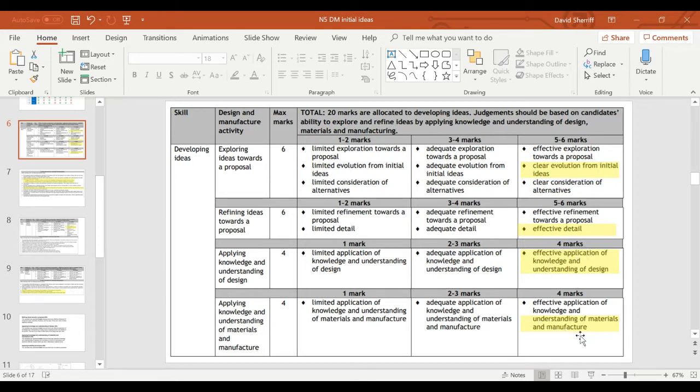Also, start to annotate these in terms of ideas of what you could make your model out of, your final model. And you can suggest materials and give reasons for choosing them.